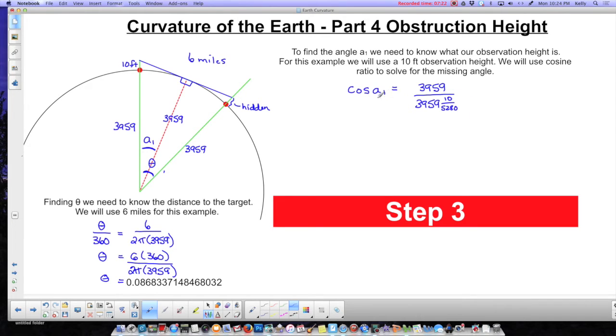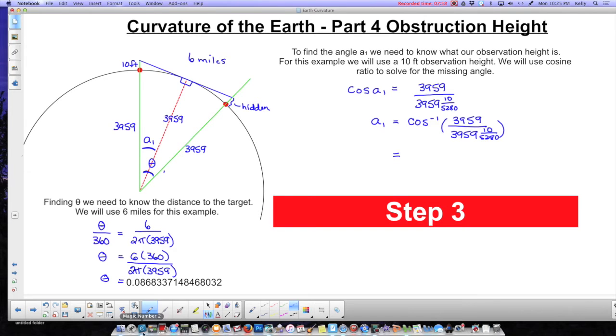Now, in order to solve for an angle, we have to use the inverse cosine function. On most calculators, it looks like cos to the negative 1. And then we're going to do the inverse cosine of 3959 over 3959. Whoops, little boo-boo there. 3959 and 10 over 5280. And that will give us what that angle is.